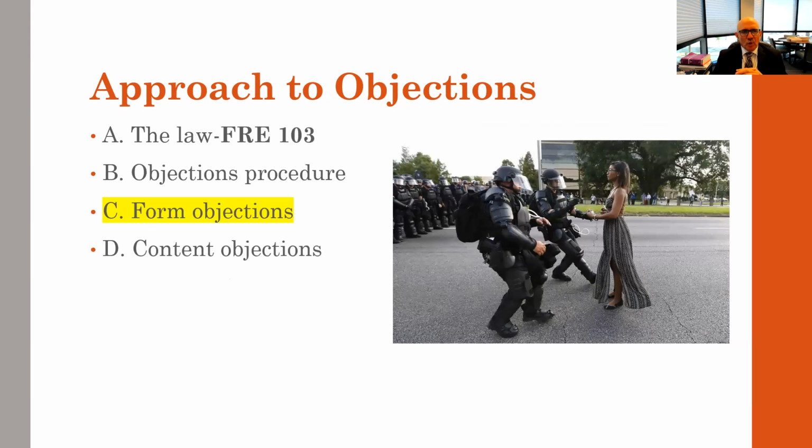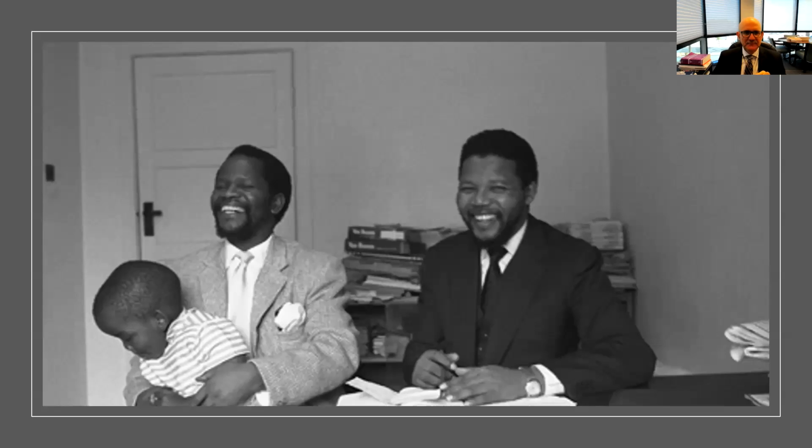So again, we laid a little bit of a foundation by talking about the law of objections. We talked about objection procedure. Let's look at some form objections here. These are objections to form. Of course, here's Oliver Tambo and Nelson Mandela, 2 lawyers that can serve very much as an inspiration to us when we're objecting. These are 2 individuals that genuinely objected and spoke truth to power.